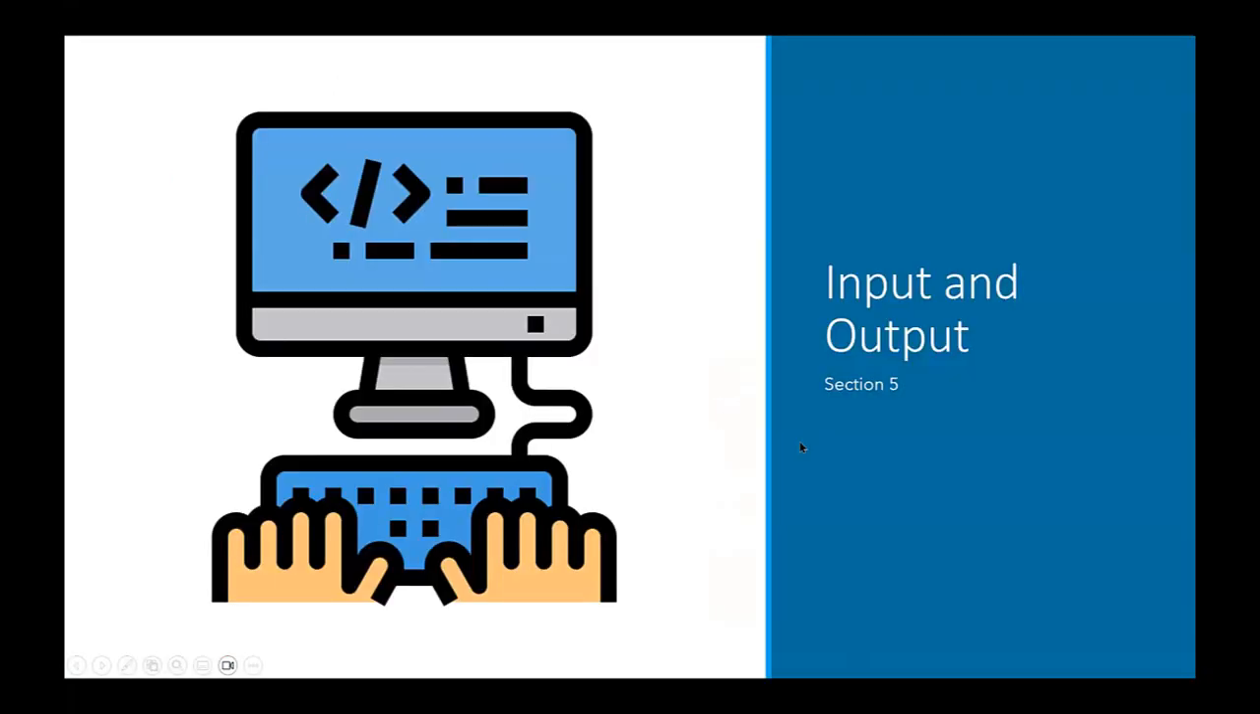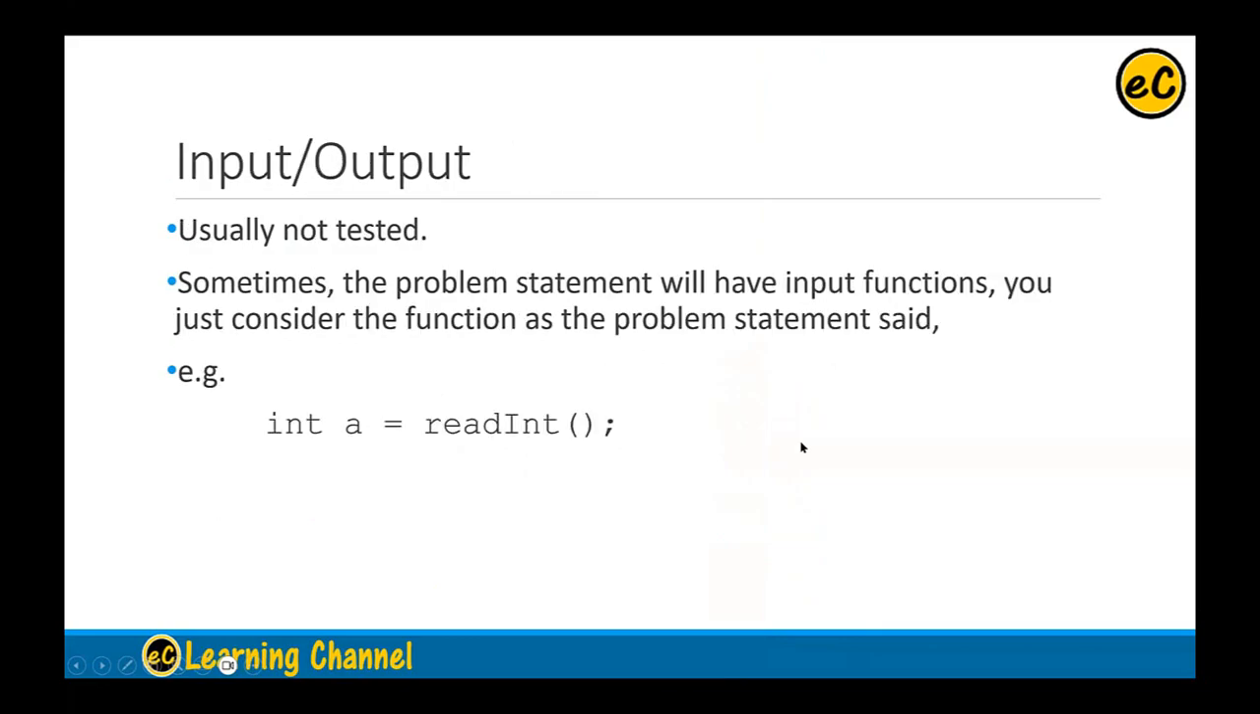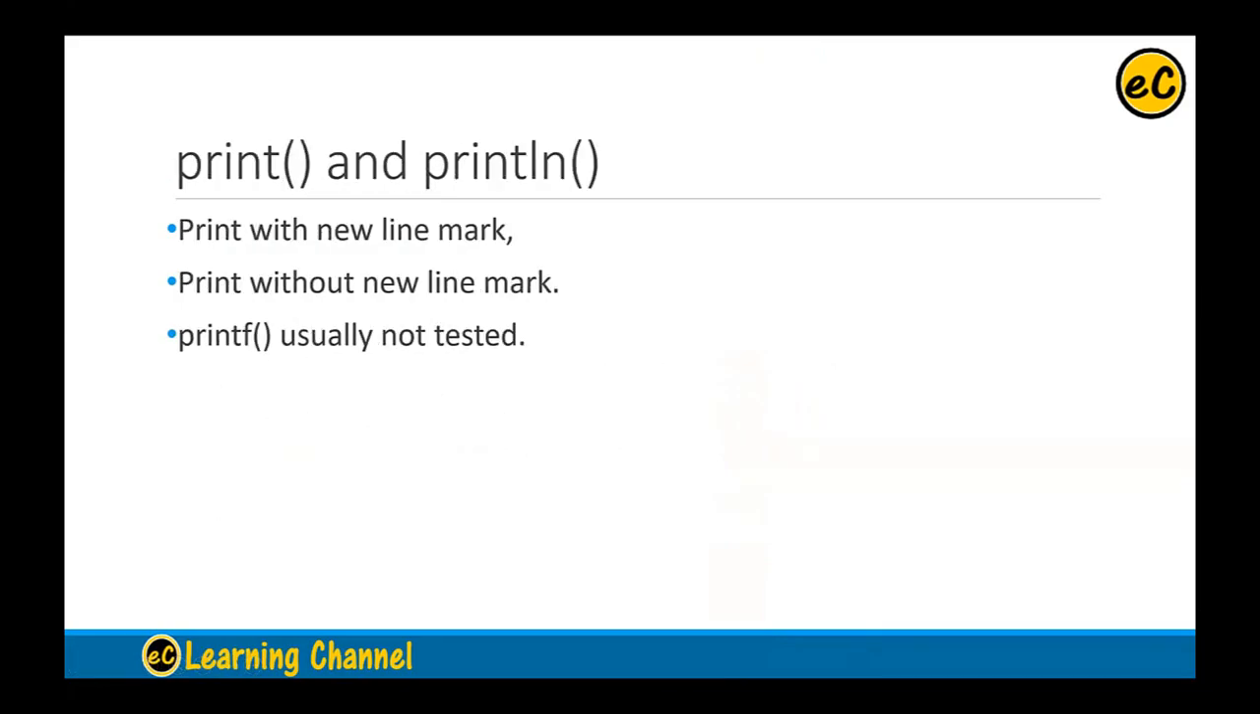So input output. Usually the AP doesn't test you on the scanning problem, or the print function. Usually they don't test you on that, but sometimes if they do, remember print doesn't change line, println will change line. And then printf is the formatted print.